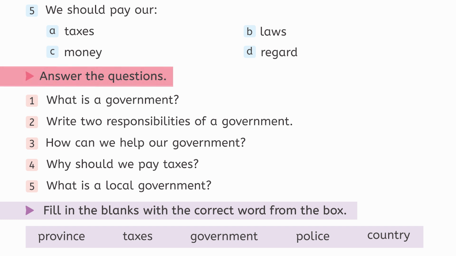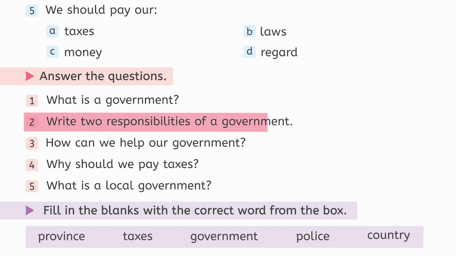Next we have to answer the questions, and question number 1 is, what is a government? And the answer is, a government is a group of people who work together to run a city, state or country. Next we have, write the responsibilities of the government.